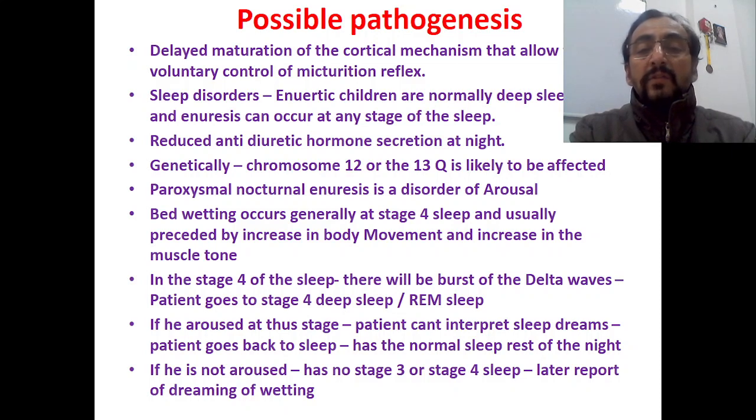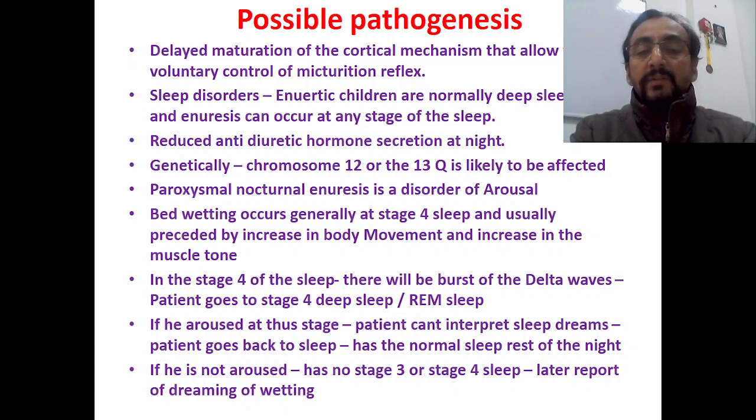Paroxysmal nocturnal enuresis is a disorder of arousal. The problem is the child is not able to get aroused or wake up during the micturition call. Therefore, he involuntarily passes urine in the bed. Bed wetting occurs generally at stage 4 of sleep, and usually it is preceded by an increase in body movement and an increase in muscle tone.